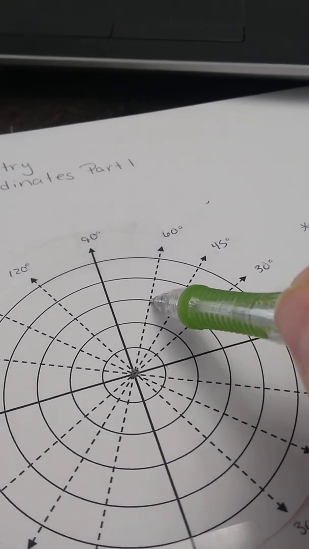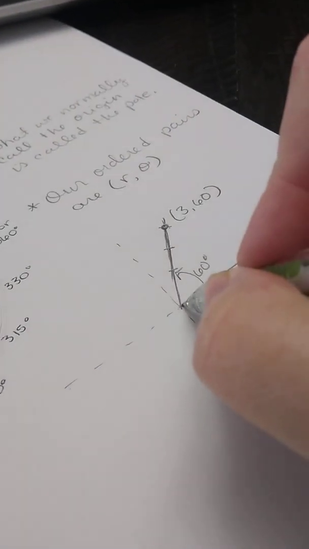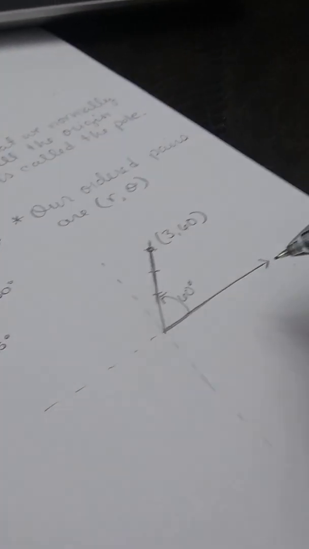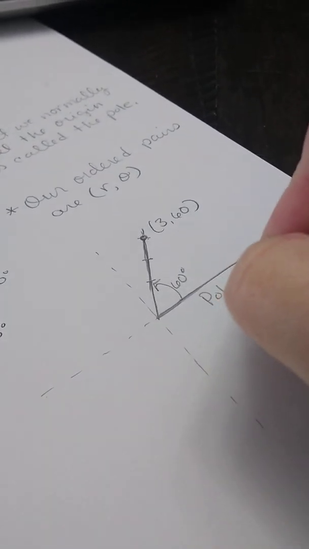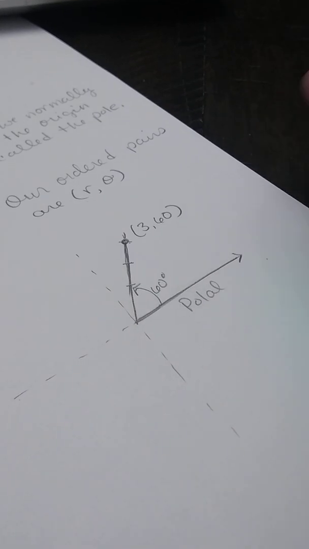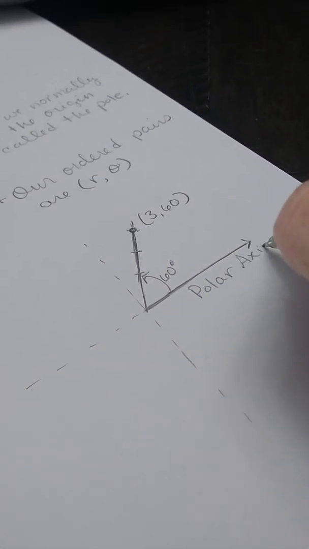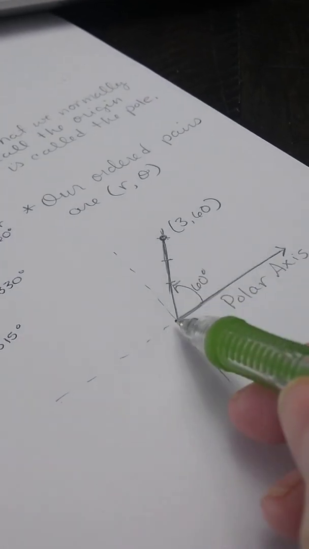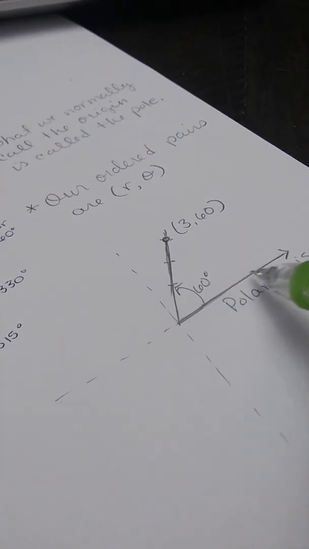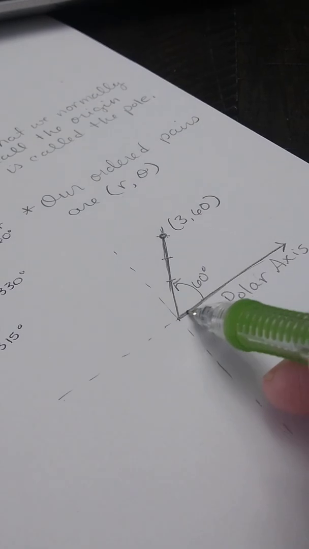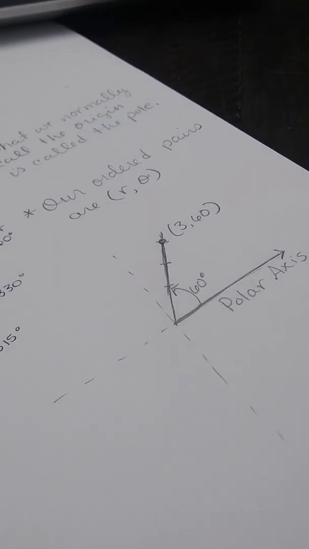This part right here, the x-axis, at 0 degrees is called the polar axis. Can't spell today. It doesn't go all the way across. It's not this part over here. It's just from 0, or the pole, out at 0 degrees. That's your polar axis, and that's where we start.